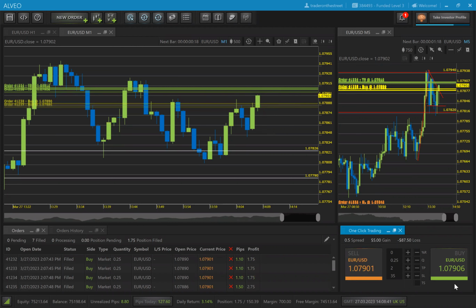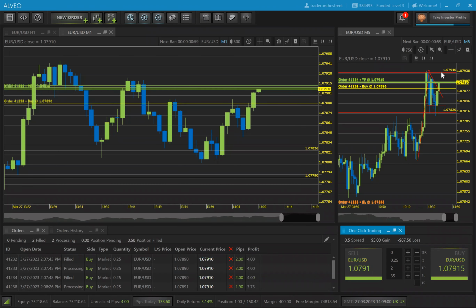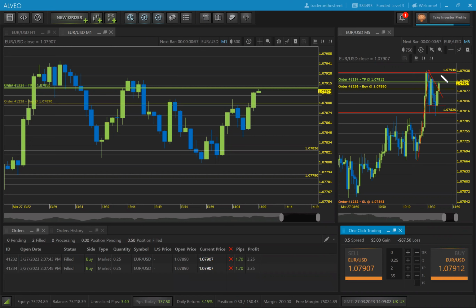There's the attempt. Now we need to see that follow through. There's a little bit more follow through. Keep going. And you can see that break over there on that 5 minute chart. So now the most likely place for this to move is clear up to the top.